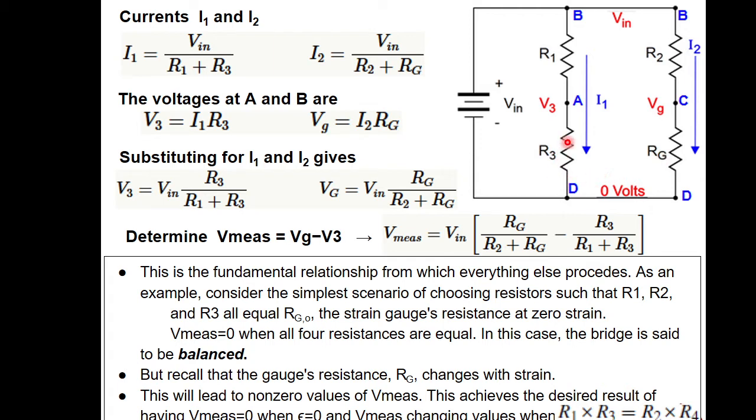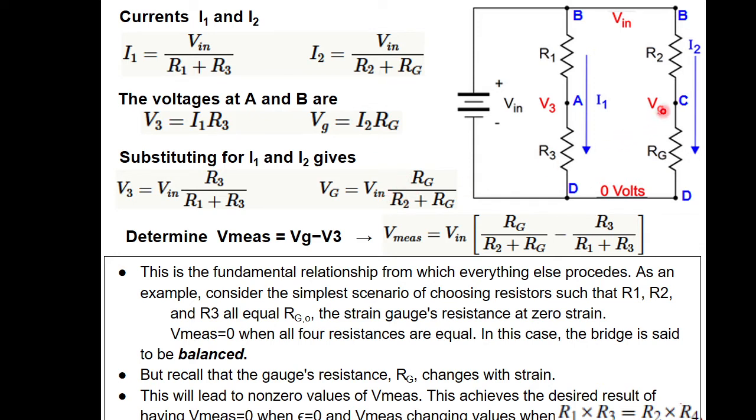So what is the drop at point A? This is I1 into R3. I1 is V in divided by R1 plus R3, so V3 is V in into R3 divided by R1 plus R3. Similarly, at point C, the voltage Vg is I2 into Rg. I2 is given by this, so substituting it here, this is the voltage Vg.